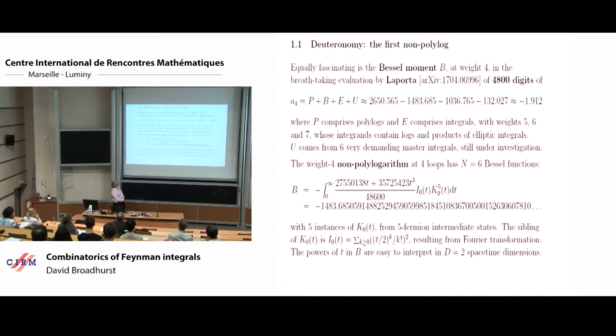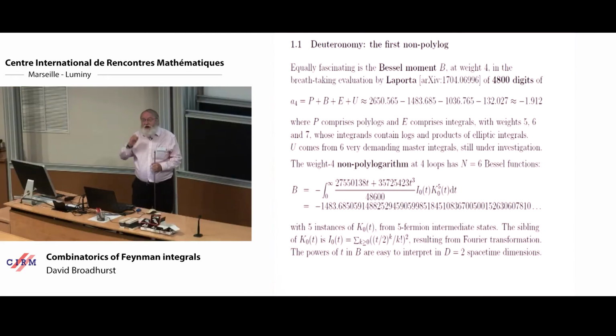Which means that it is unknown, undetermined, at present only known to 4,800 digits, but under intensive investigation. So what am I going to do? I'm going to look at the first place that numbers beyond polylogarithms occur, and I'm going to look at the simplest place. If you like, I'm doing what Einstein said you should never do.